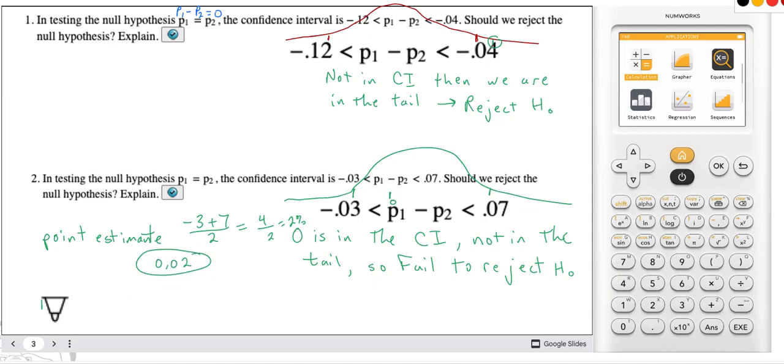What is our margin of error? Well, you think of, since 0.02 is in the middle, how far from 2% to 7%? Take 7% minus 2%. It's going to give us 5%. From -3% to 2%, that's also a distance of 5. So our margin of error is 0.05.